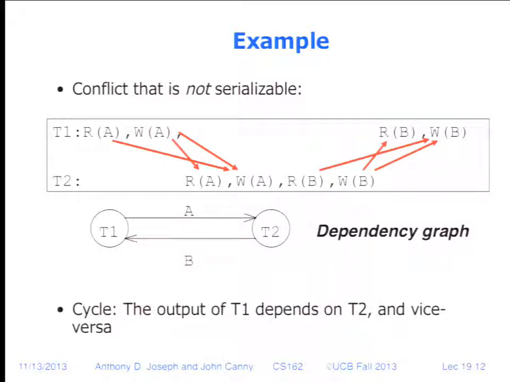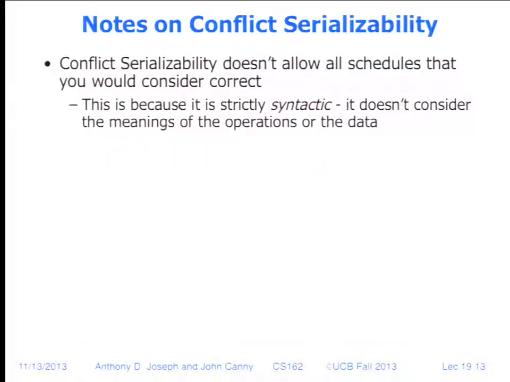Okay? So the cycle means that you have some sort of dependency, which really means the necessary ordering has to follow the arrows. But whenever there's a cycle, there isn't such an ordering.